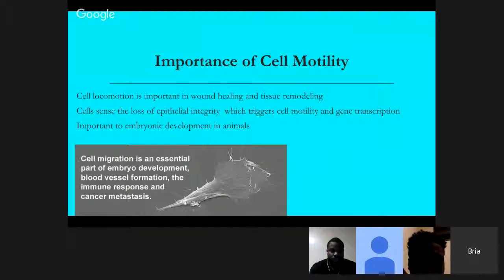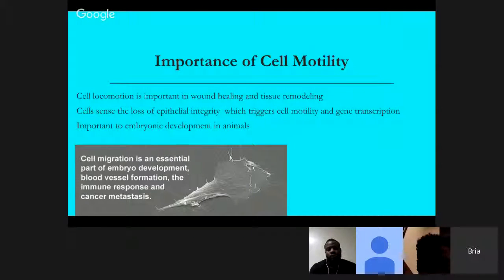Cell motility is important in wound healing, where the cell senses the loss of epithelial integrity, which triggers cell motility and gene transcription. It's also important in embryonic development. Unregulated cell migration can be a cause for progression in cancer.